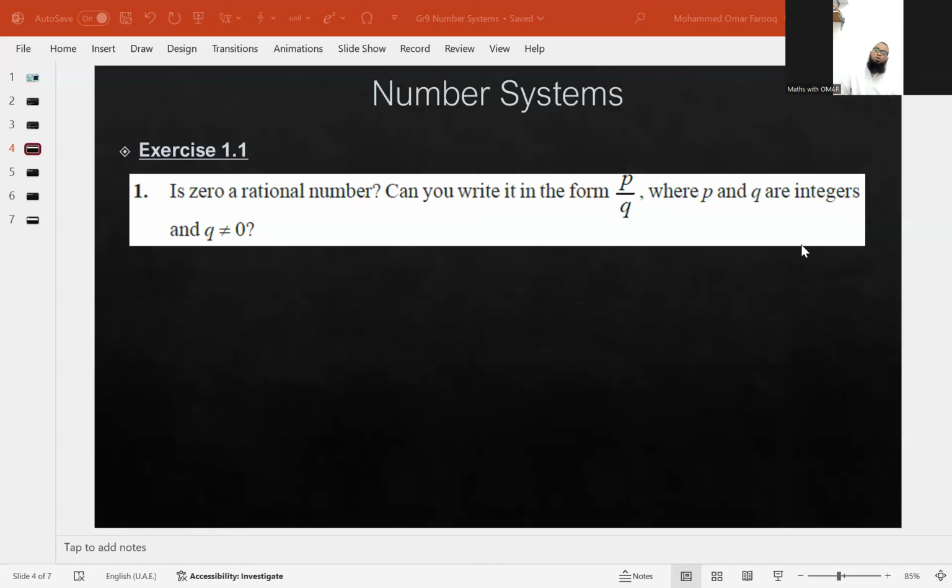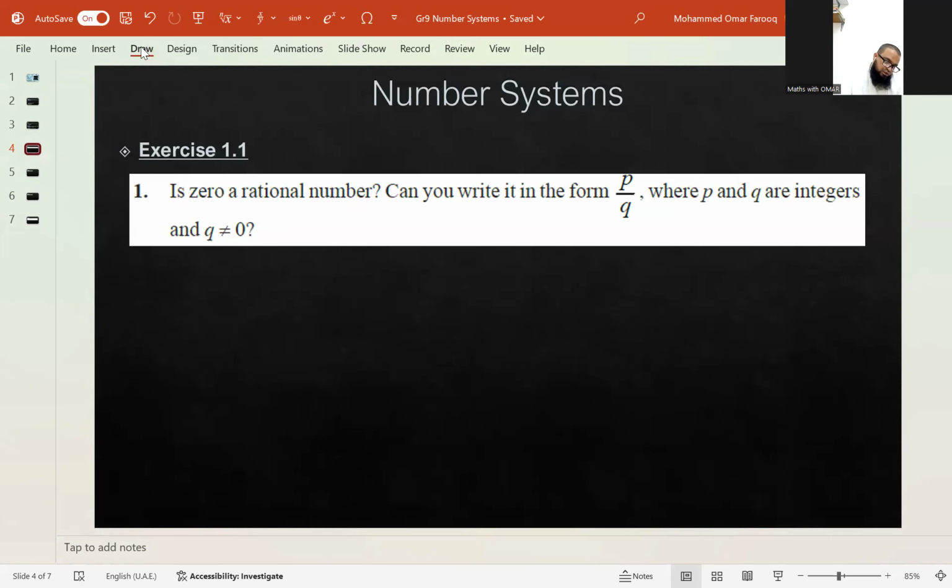So now let us recall or revise the concept which we have done in grade 8. In grade 8, we have studied about rational numbers and also to find the rational numbers between any two given rational numbers. Is it right? Now let us recall. This is our first exercise in number systems. Let us come to the first question. In number system exercise 1.1, is 0 a rational number? Can you write it in the form of p by q, where p and q are integers and q not equal to 0? So this is our question.